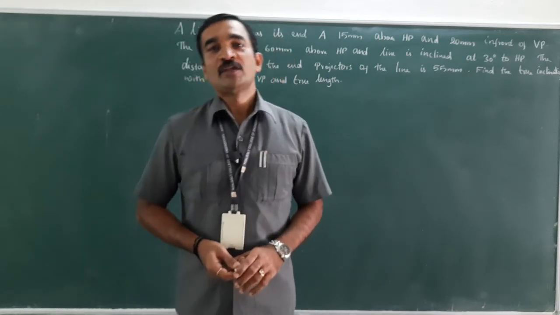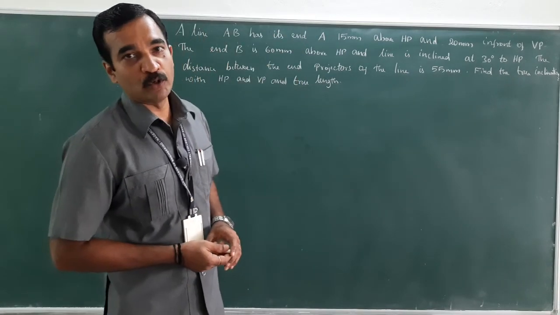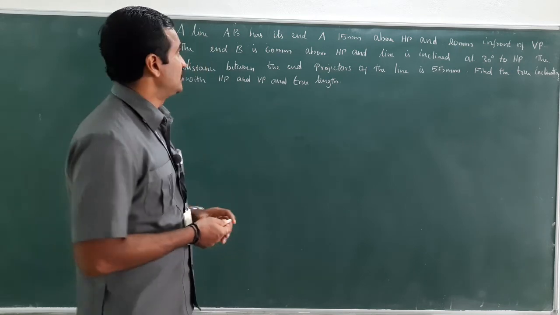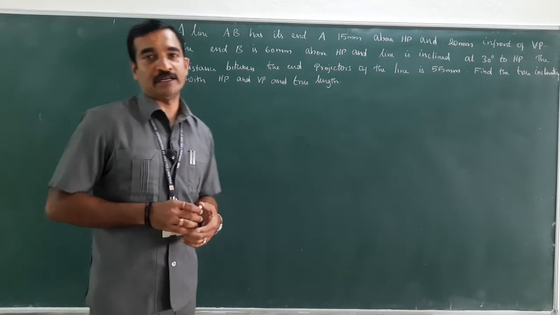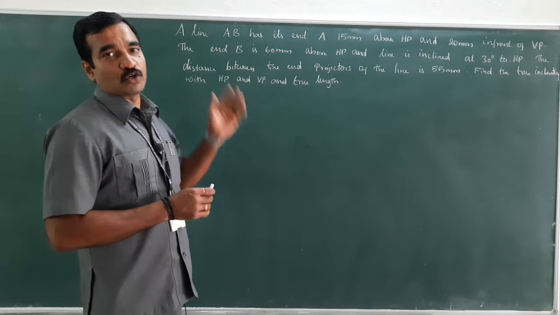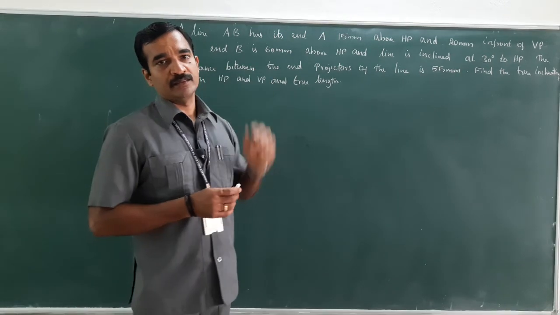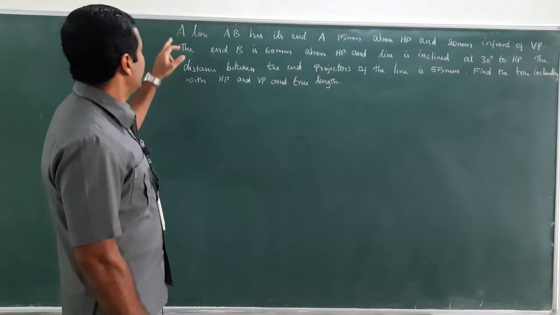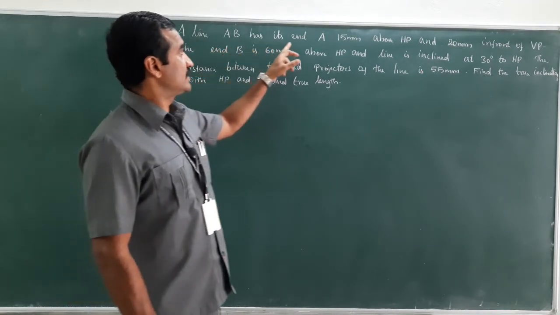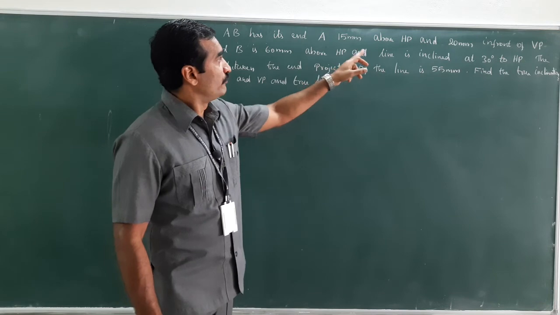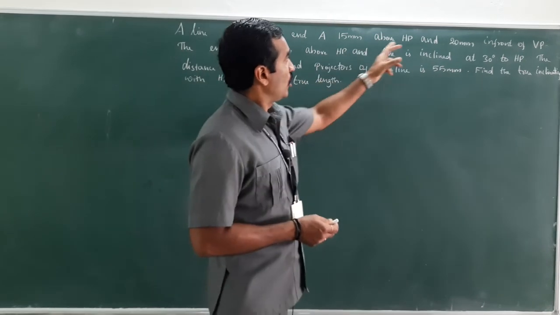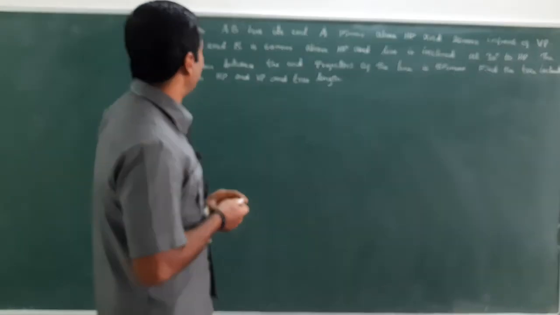Very good morning, students. For this lecturing video session, I am going to solve a problem from the chapter projections of straight lines. Let me read out the question and make you understand what are the data given in the given question. A line AB has its end A 15 mm above HP and 20 mm in front of VP.